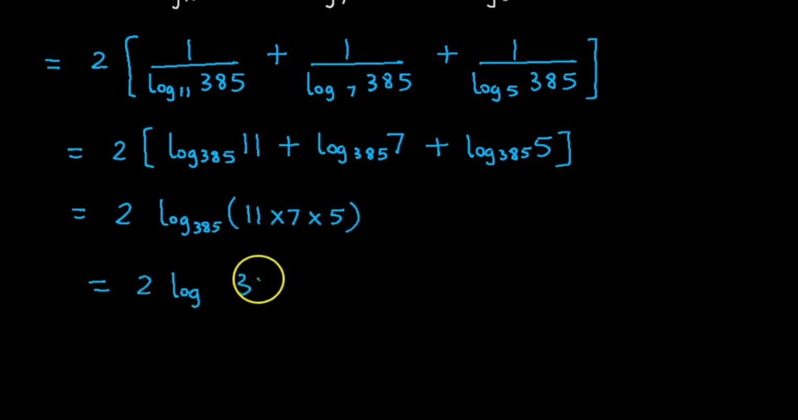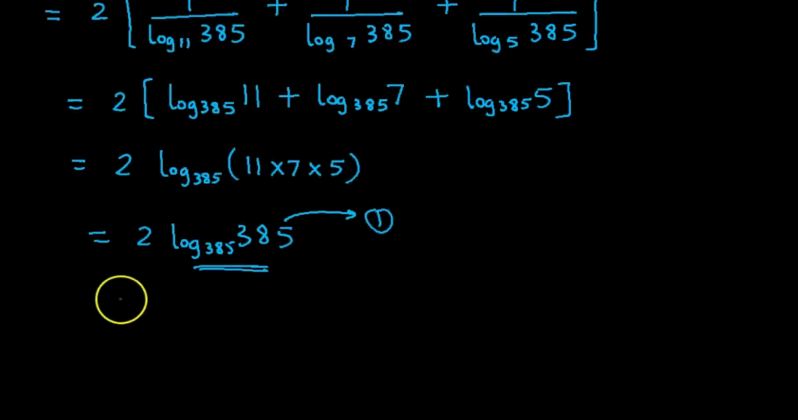log of 385 to the base 385. Now this is of the form log a base a, so its value is 1. So we have 2 into 1, so our final answer is equal to 2.